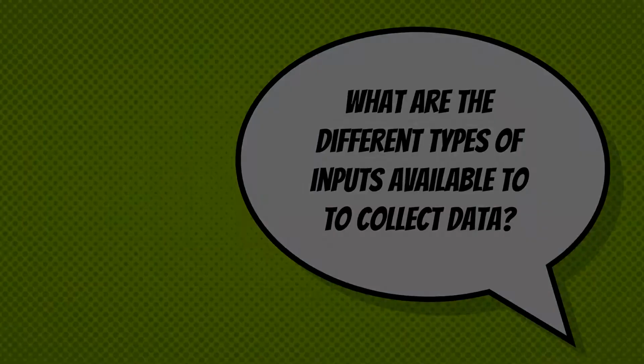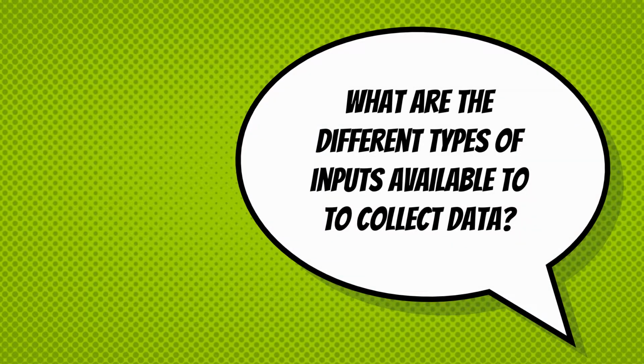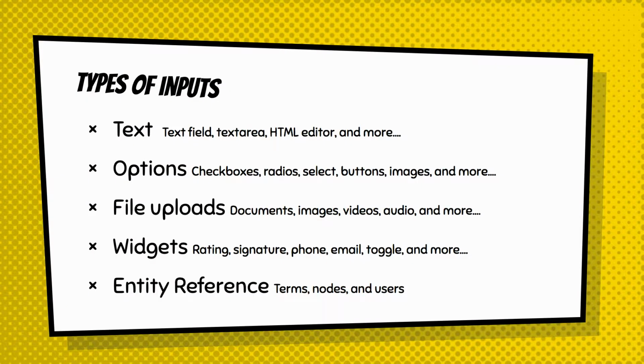And we'll start with collecting web submission data. Let's start off with what are the different types of inputs available to collect data. I try to break it down as simply as possible, even though there's a lot of elements available. You have text elements, text field, HTML editor, options, which is checkboxes, radios, selects, buttons. You can even do images.